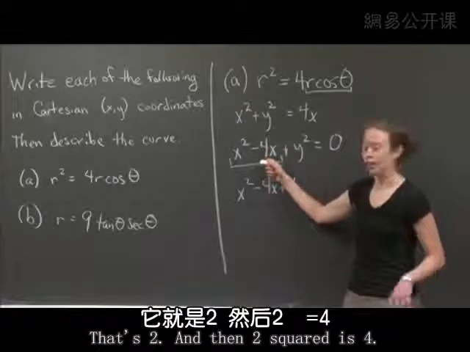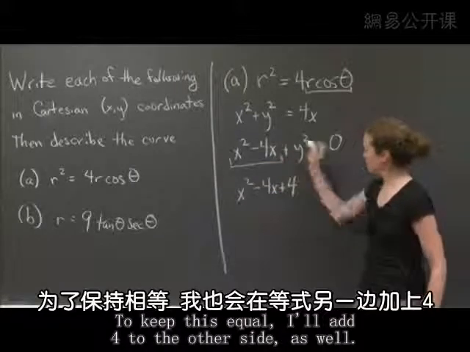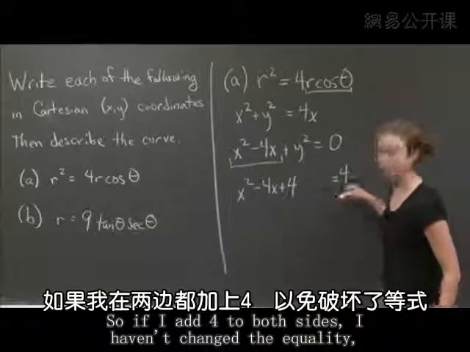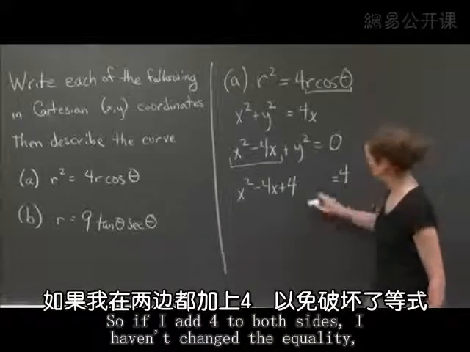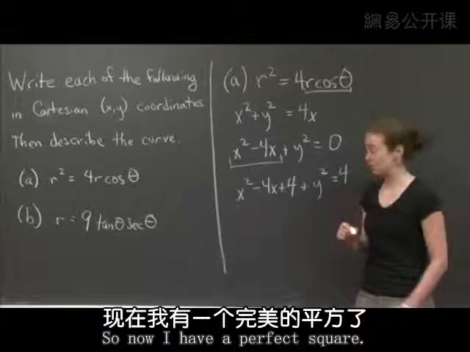That's 2, and then 2 squared is 4. So that's where the 4 comes in. To keep this equal, I'll add 4 to the other side as well. So if I add 4 to both sides, I haven't changed the equality. And I keep my y squared along for the ride. So now I have a perfect square.